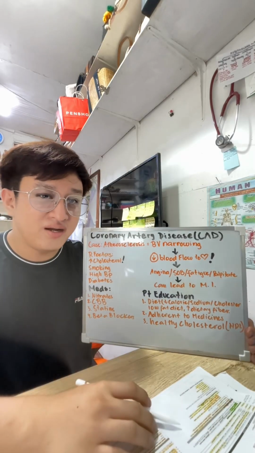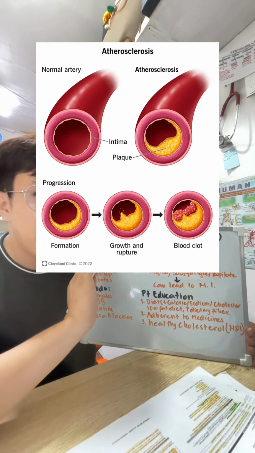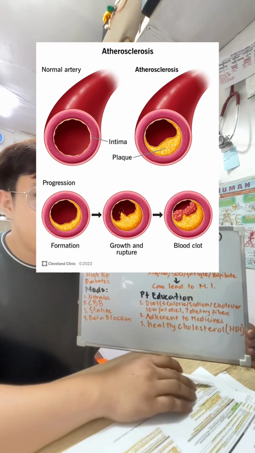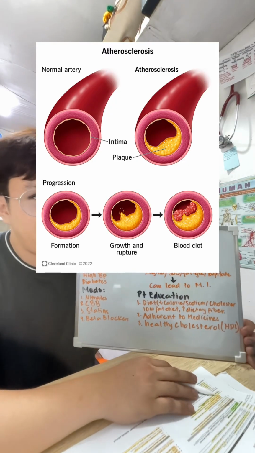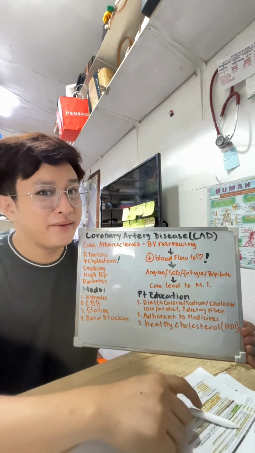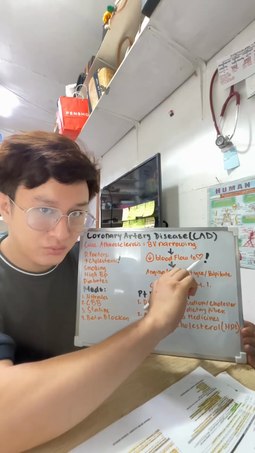The most common cause of CAD in short is plaque build-up, or what we call atherosclerosis. Now, if there is plaque build-up in your coronary arteries, what will happen? Of course, there is blood vessel narrowing.